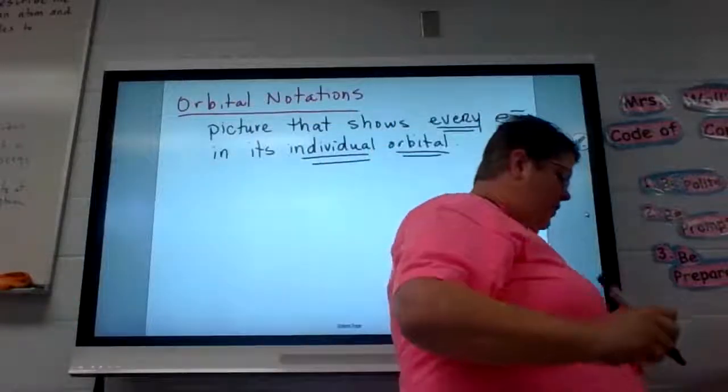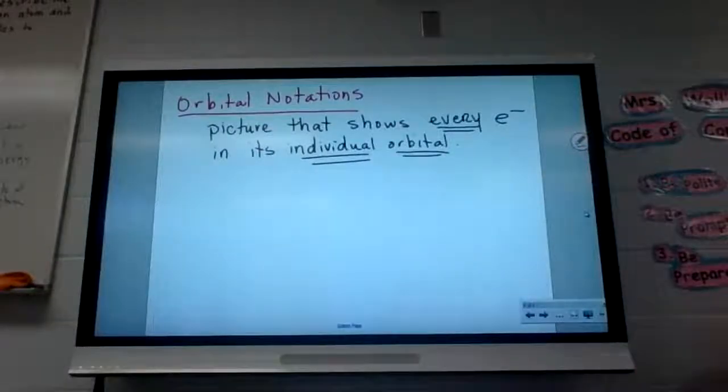Now, this is what makes orbital notation so much longer than the other 2. Orbital notation is going to show every single electron in its individual orbital. The other 2 are not going to show every electron. So if we draw the orbital notation for iron, iron has 26 electrons, so we have to show all 26 electrons in their individual orbital. If we draw lead, which has 82 electrons, we have to show all 82 electrons. The others will not do that.